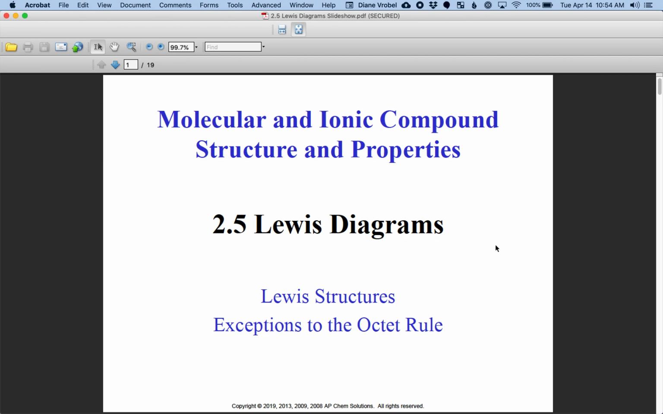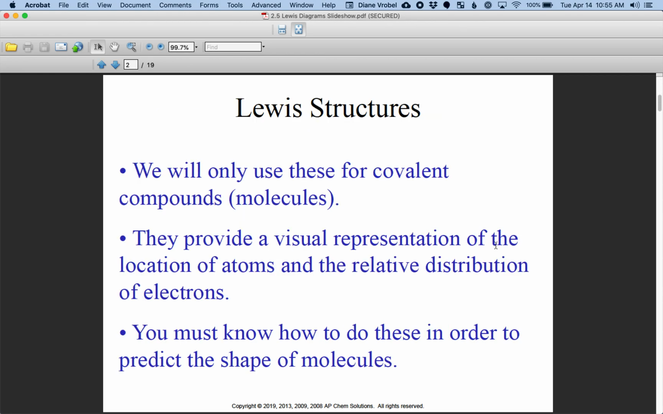In the notes section, I want to talk about Lewis structures with ionic and covalent compounds. This is a very important basic skill that AP likes to test students on. So this is the section that you probably want to make sure you're pretty familiar with, so that you can draw dot diagrams or Lewis structures for either type of compound.